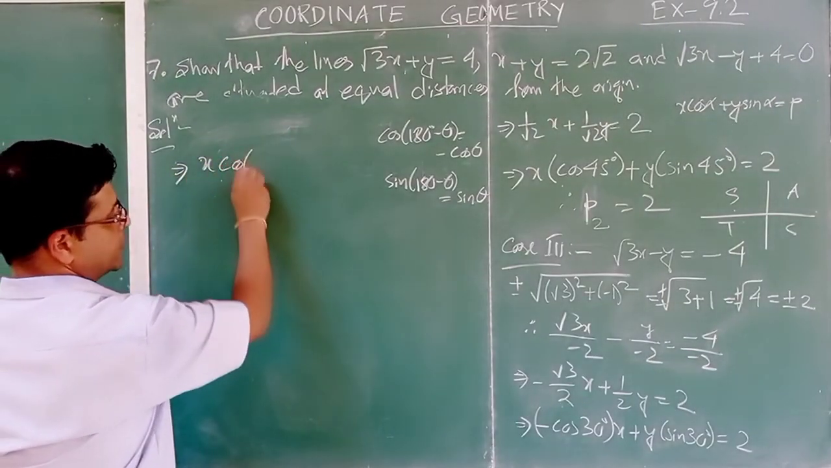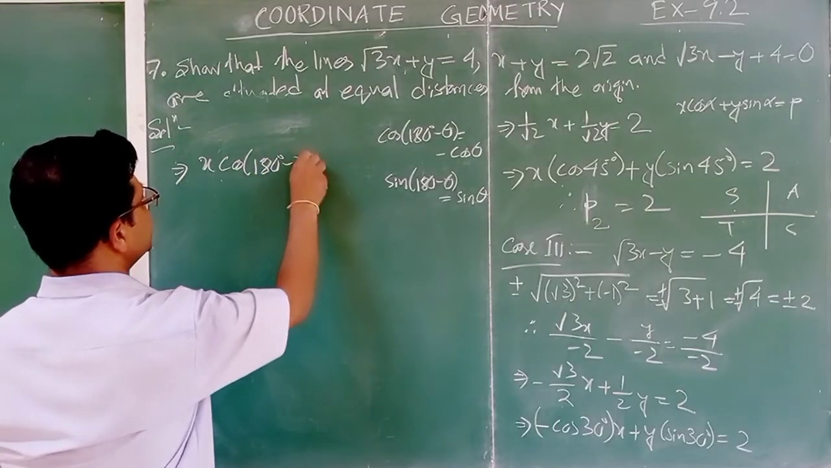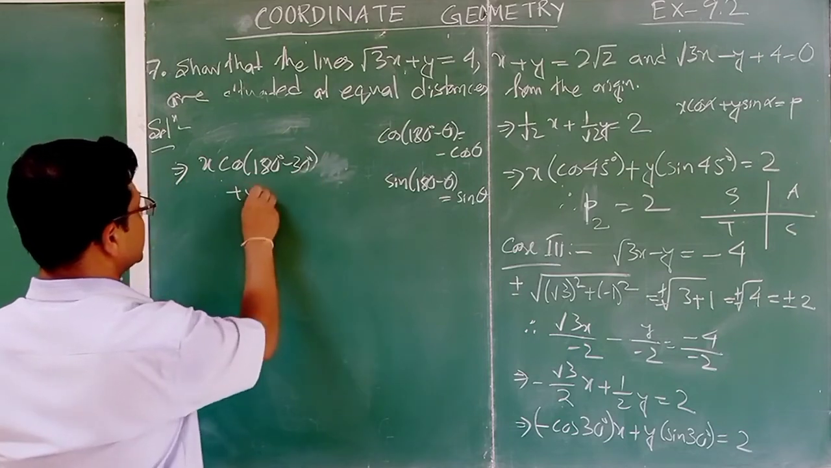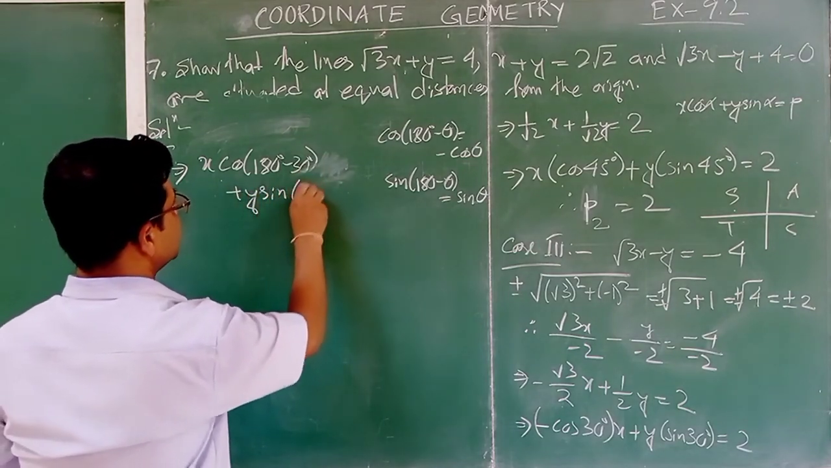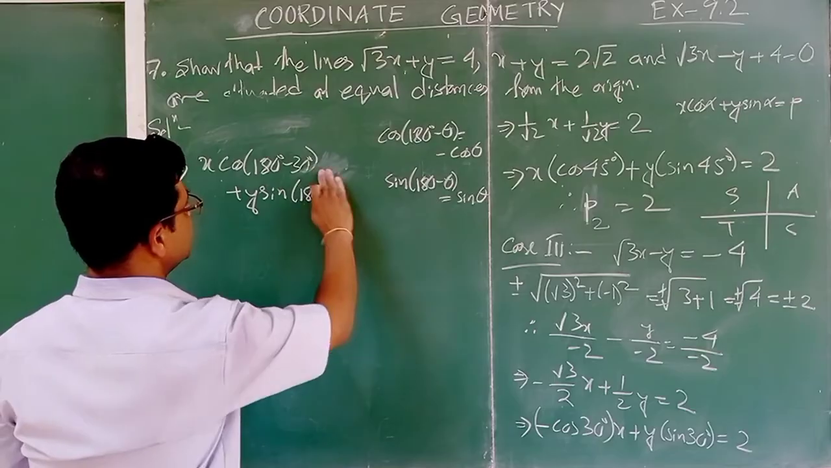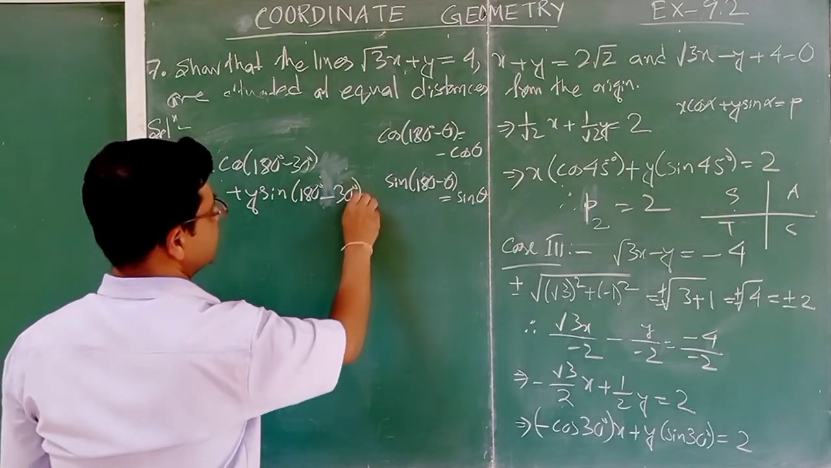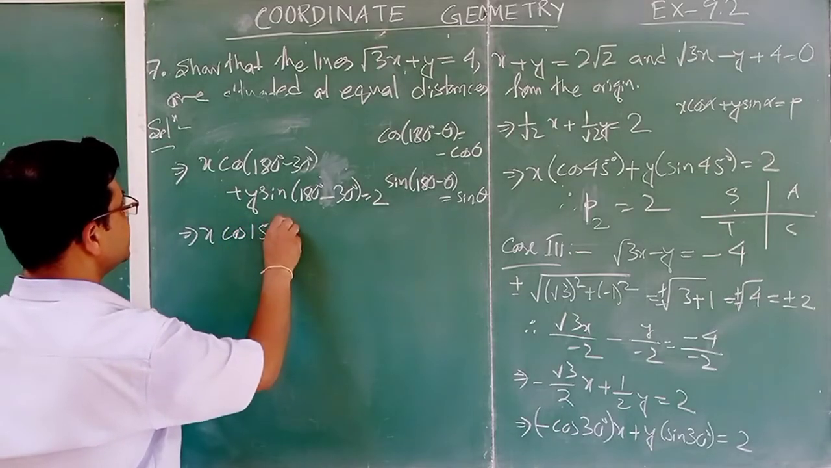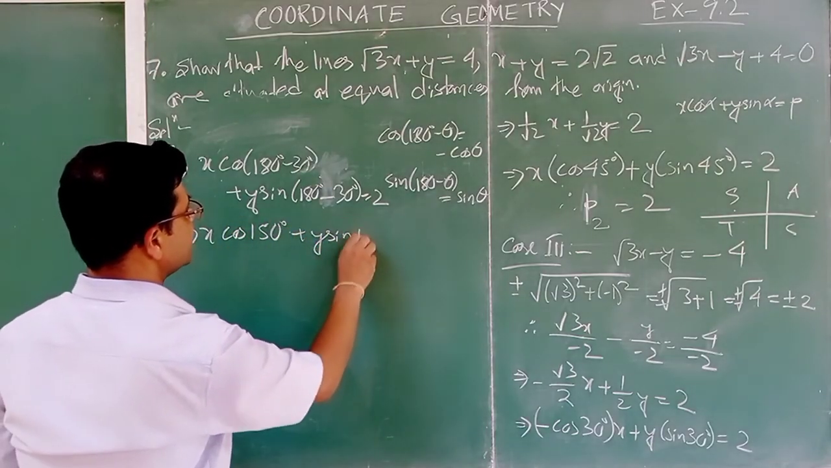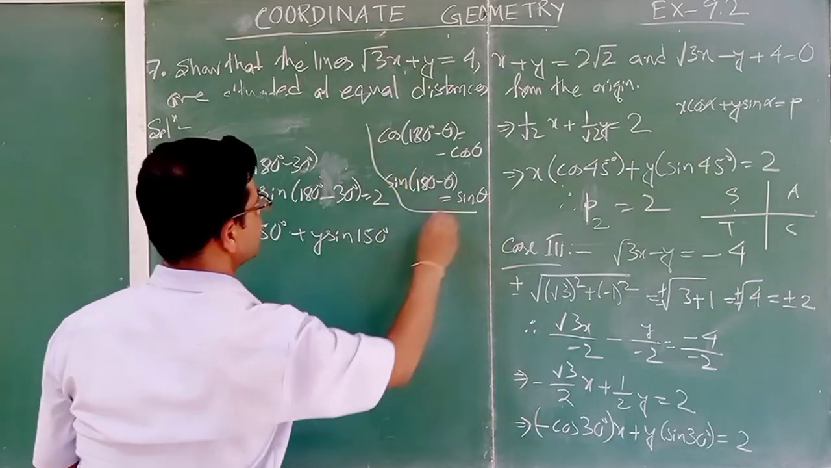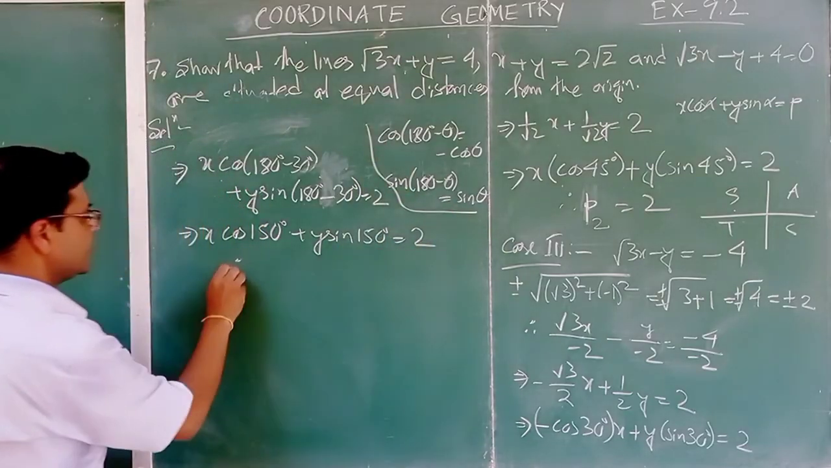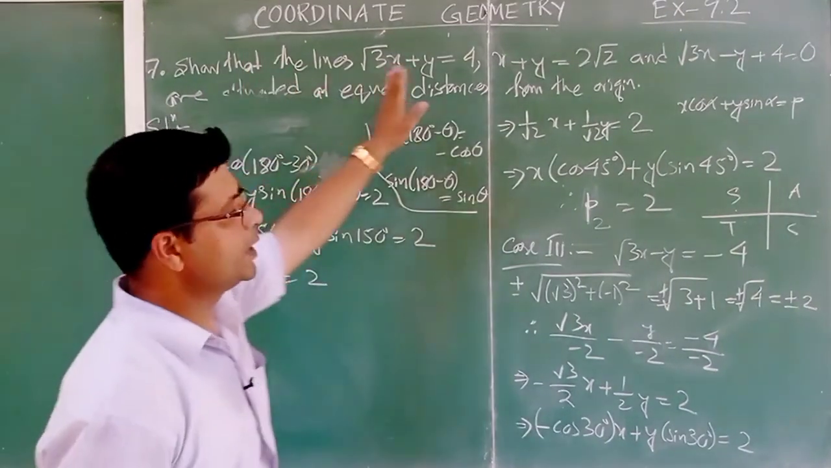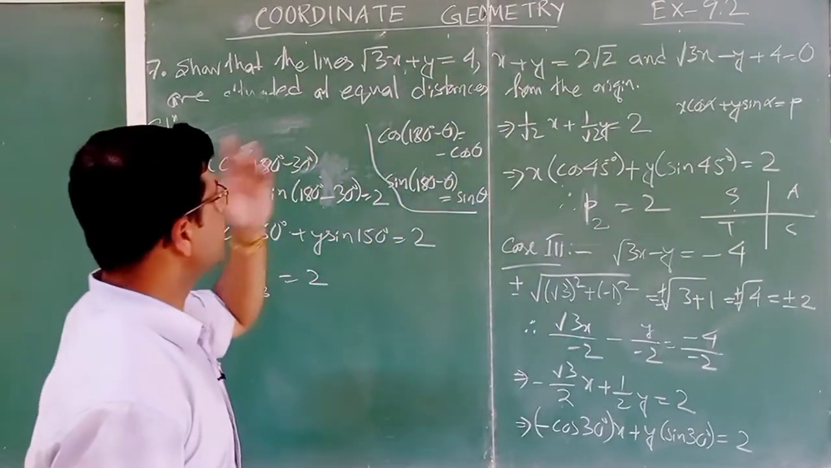x cos(180 − 30) + y sin(180 − 30) = 2. So it is x cos 150° + y sin 150° = 2. Therefore the length of the perpendicular is 2. The question was to prove that these three straight lines are at equal distances from the origin.